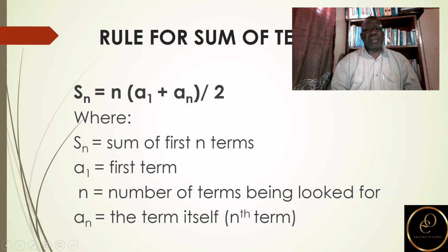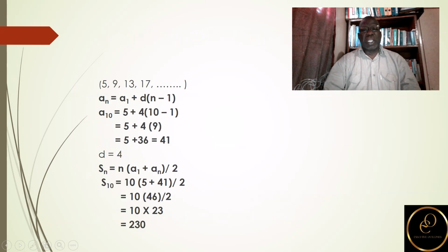Then this sum is divided by 2. Where, as I've said, S subscript n is the sum of the first n terms, A1 is the first term, n is the number of terms being looked for, and An is the term itself. So that's what we have there.